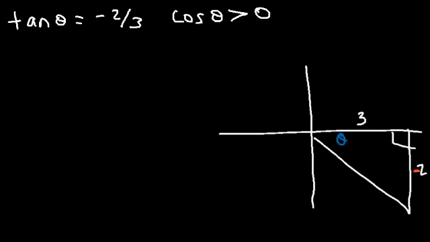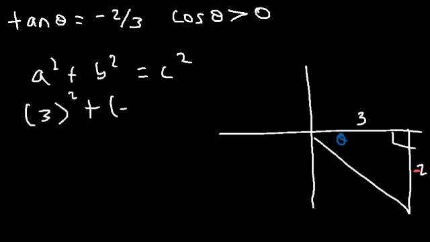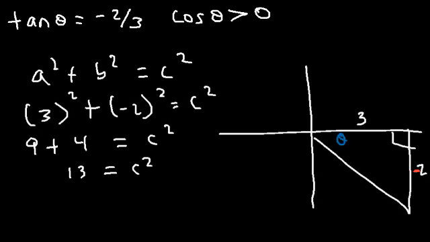Now we need to find the missing side. So this is not a special triangle. Let's use the formula a squared plus b squared equals c squared. So we're going to have 3 squared plus negative 2 squared. 3 squared is 9, negative 2 squared is 4. 9 plus 4 is 13. So c is square root 13.